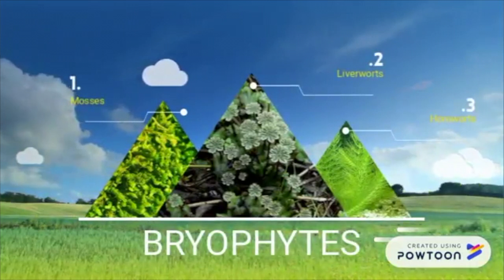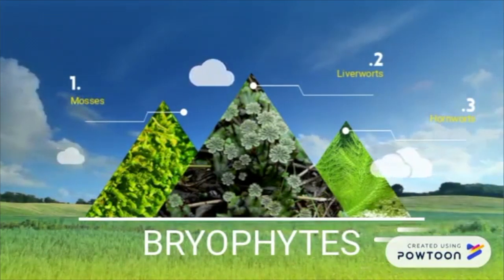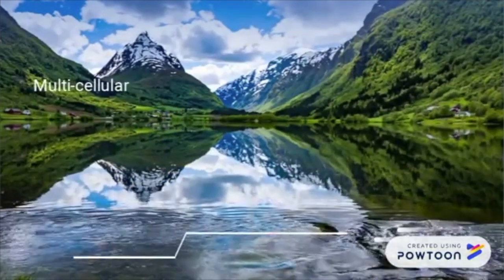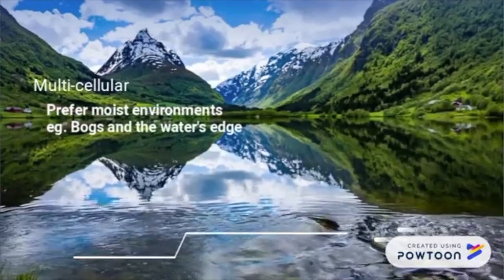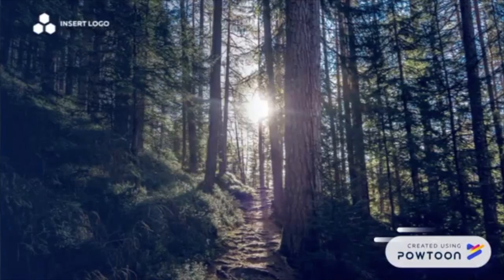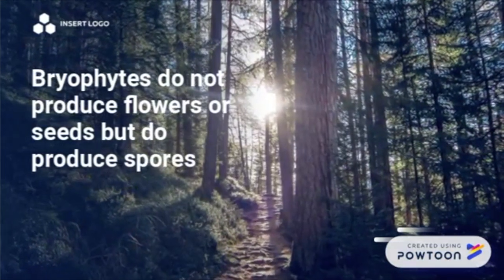Bryophytes are classified as non-vascular plants. Examples of this include mosses, liverworts, and hornworts. They are multicellular and form tissues. They live on the ground and prefer moist environments, such as the water's edge and bogs. Bryophytes do not produce seeds or flowers, but instead reproduce via spores.